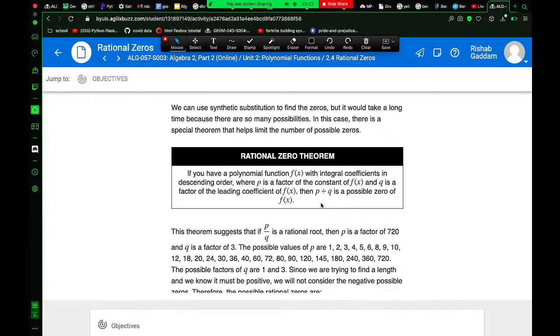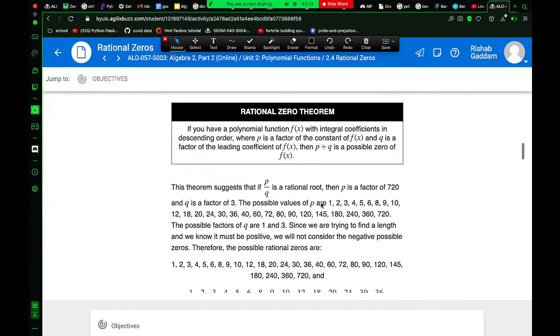So basically, let's read more of this. It says, this theorem suggests that if p over q is a rational root, then p is a factor. Okay, no, it's talking about that specific problem. So let's not read more of this.